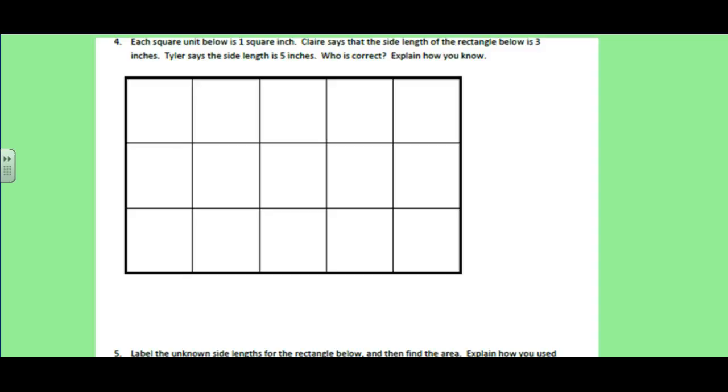Okay, let's move on to the back side. Each square unit below is 1 square inch. So each one of these is a square inch. Claire says that the side length of the rectangle below is 3 inches, and Tyler says that the side length is 5 inches. Who is correct, and explain how you know?